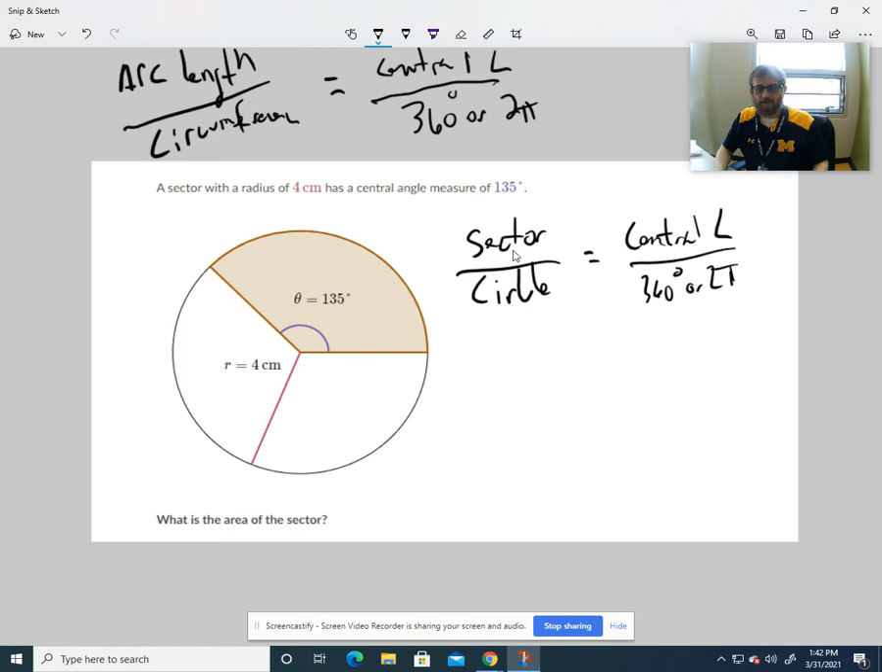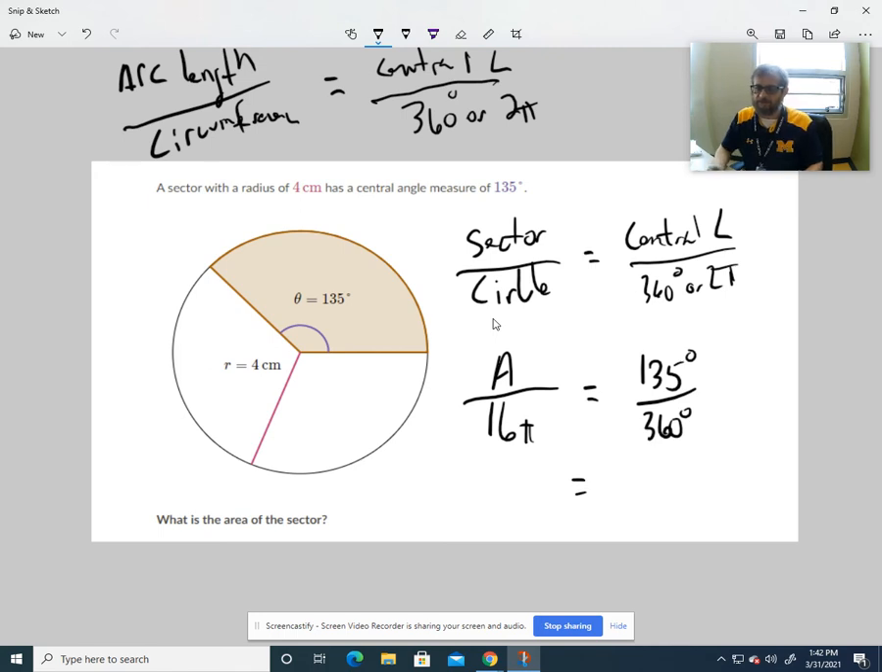So the sector area, we don't know what the area of the sector is here, so that's what we're looking for. The area of the circle, the radius is 4. Formula for area of the circle is pi r squared, so 4 times 4 is 16, so this is 16 pi, equals my central angle, which is 135, and we're in degrees, so we're going to put this one as 360.